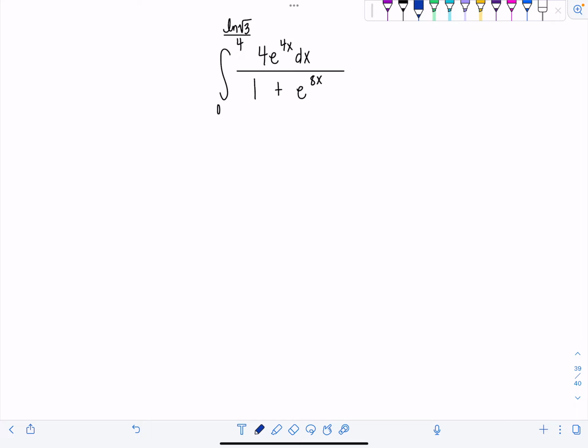It's Wednesday, December 7th, 2022, and here's the integral of the day. We have another definite integral from 0 to natural log of rad 3 all over 4 of 4e to the 4x over 1 plus e to the 8x dx.